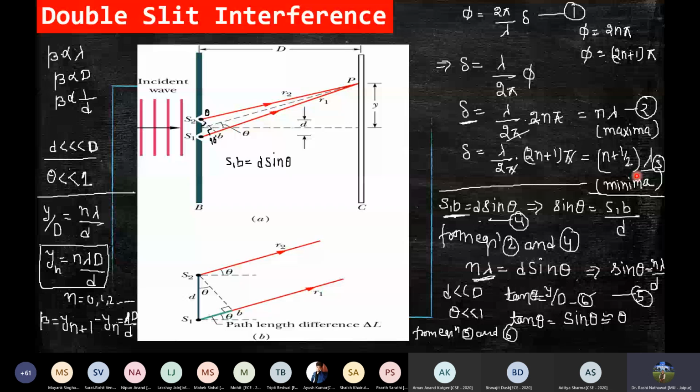So remember all these values: at what value the maxima will come, at what value the minima will come. So equations 2 and 3 are equally important here. That will also help you to solve numericals.